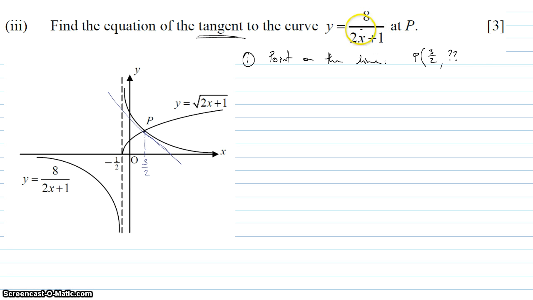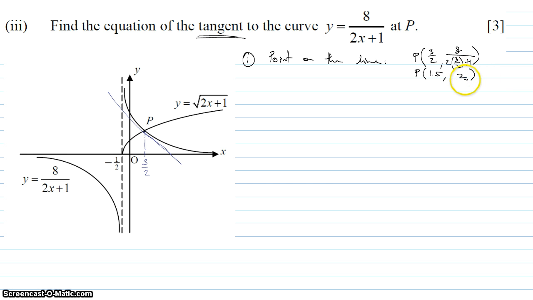So what is 8 divided by... This would just be 8 over 2 times 3 over 2 plus 1. And if you think about that, that's just 8 over 4, and that's just going to be 2. So my point P is (1.5, 2), if you will.